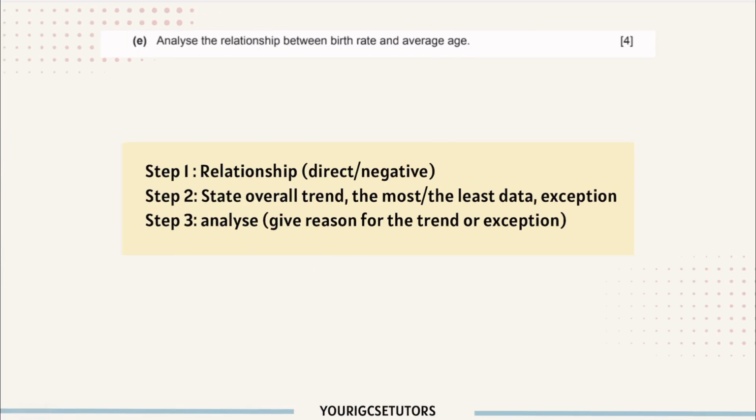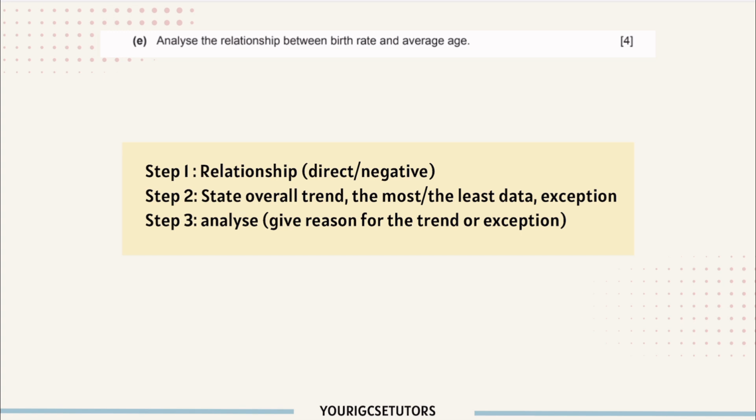Question E. Sadly, the graph has been removed by the CAIE due to some copyright reason. So I'll give you the general rules that we use for this kind of question. So for analyze relationship, usually we'll refer to a graph, right? So you can see the trend of the graph. So in your response, you need to include these three steps. First one, you need to list down the relationship, whether it's a direct relationship or a negative relationship.